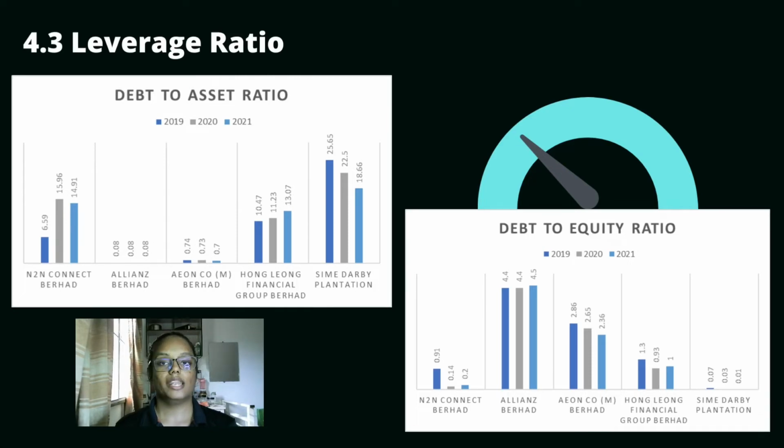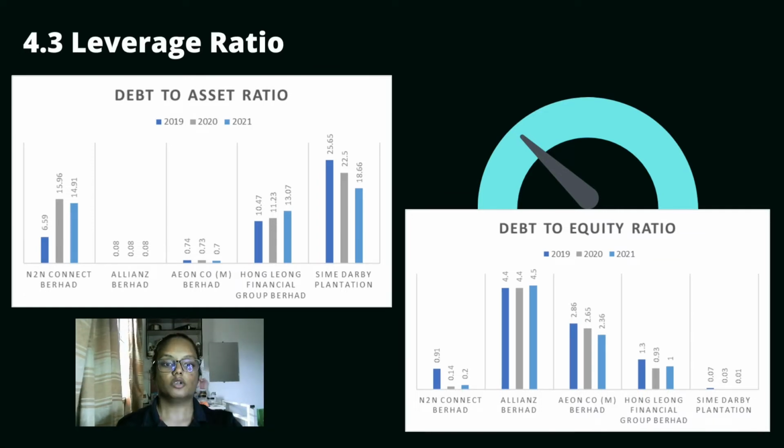Moving on to our leverage ratio, which consists of debt to asset ratio and also debt to equity ratio. First of all, according to the following chart of debt to asset ratio, Sam Dhabi Plantation has the greatest debt to asset ratio, even though it significantly decreased from 2019 to 2021, which is 25.62% in 2019, 22.5% in 2020, and 18.66% in 2021 respectively. Comparatively to the other corporations, Sam Dhabi Plantation has a substantially greater level of leverage. As a result, if interest rates increase, Sam Dhabi Plantation would experience less financial flexibility and would be exposed to a high risk of default.